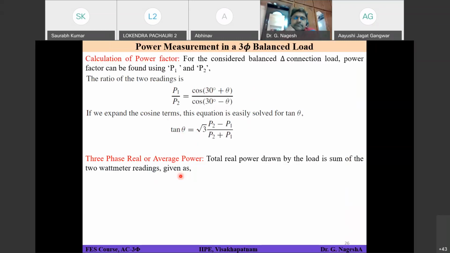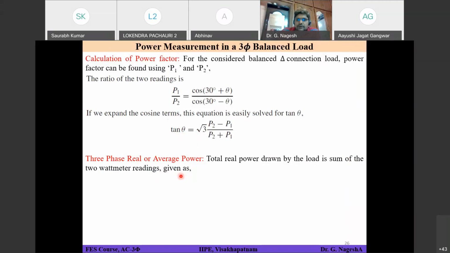We'll repeat it one more time. Root 3 VL IL cos theta. Others also please try to do that. Yes, sir, root 3 VL IL cos theta, sir.